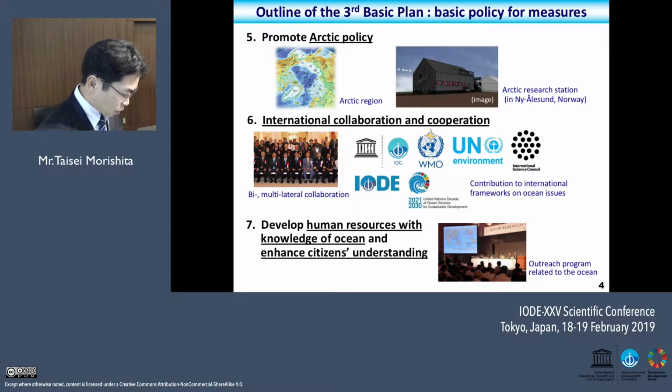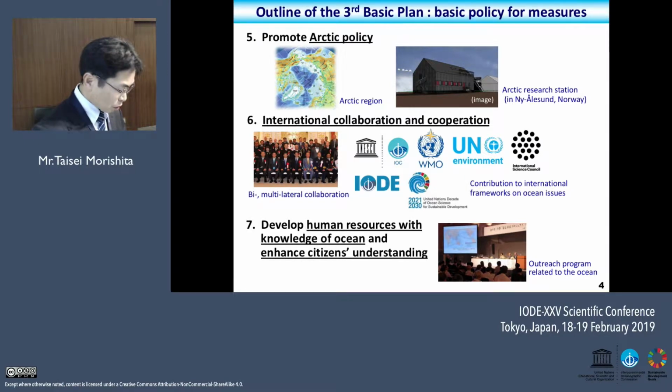The sixth point is to promote international collaboration and cooperation in order to address regional or global issues related to the ocean. In the context of ocean science, Japan contributes to the development of global ocean observation under international frameworks, including IOC UNESCO. Taking into account the UN Decade of Ocean Science, Japan pursues the SDGs on the basis of scientific knowledge.